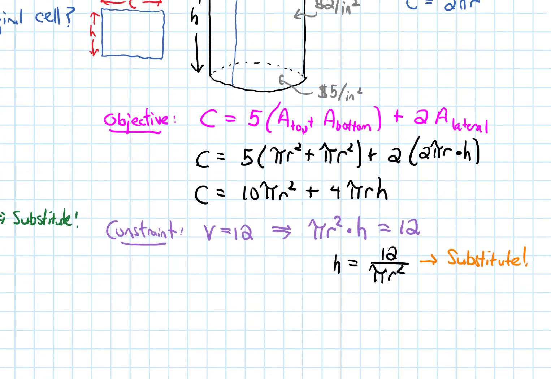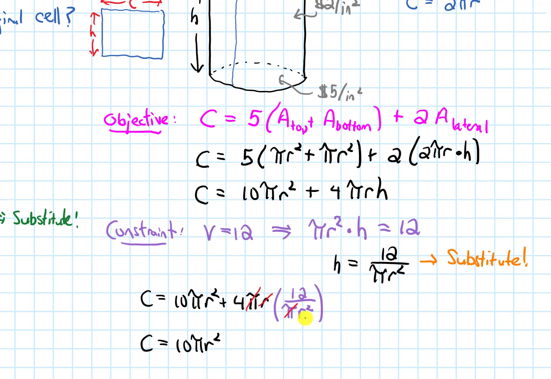All right, so if I write my objective equation, that was c equals 10 pi r squared plus 4 pi r times h. And now let's plug in our value of h, which is 12 over pi r squared. Let's first simplify this. So c equals 10 pi r squared. And I could cancel a pi, I could cancel an r, and I'd be left with an r on the bottom. So overall, 4 times 12 gives me 48. So we get 48 over r here. Okay, so our cost function is pretty simplified.